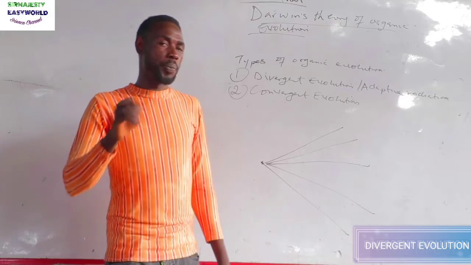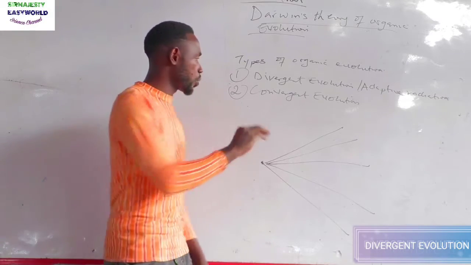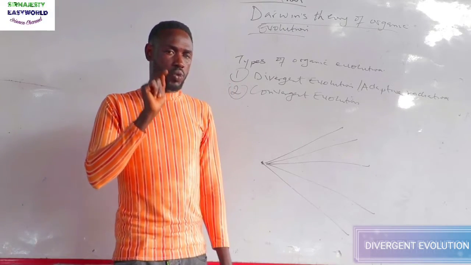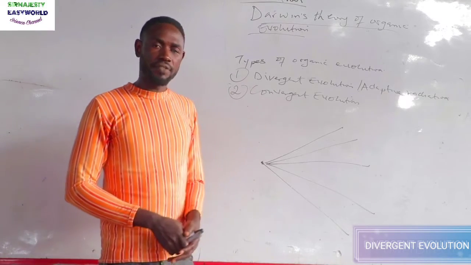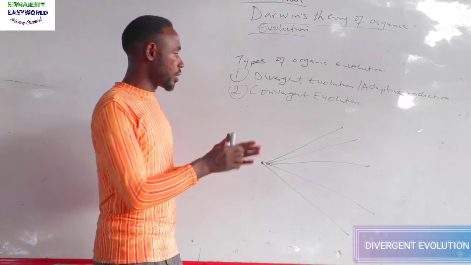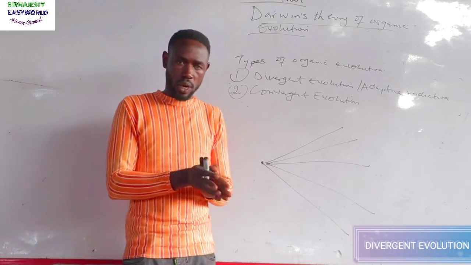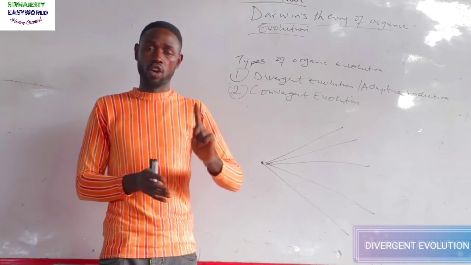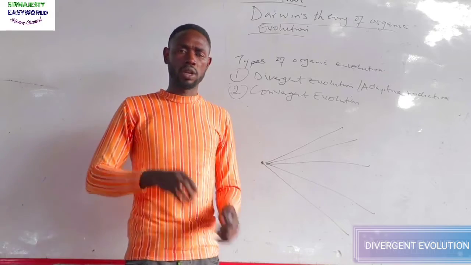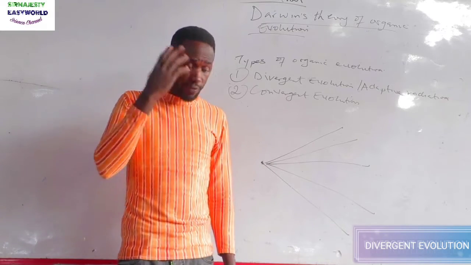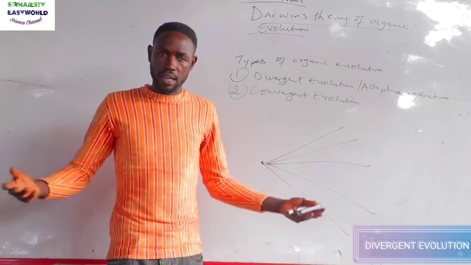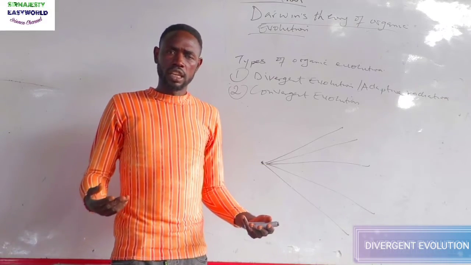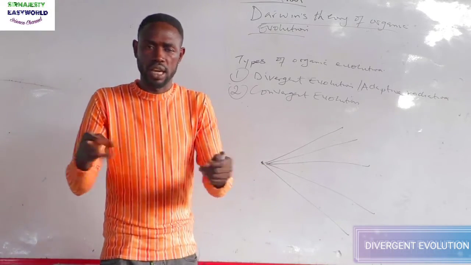For exam purposes, there are only a few examples of divergent evolution. This is where most people answer wrongly. Divergent evolution is when two or three organisms have a common ancestral species, but superficially, that's physical appearance, looking at the organisms, it will look as if they are not related, but they are related.